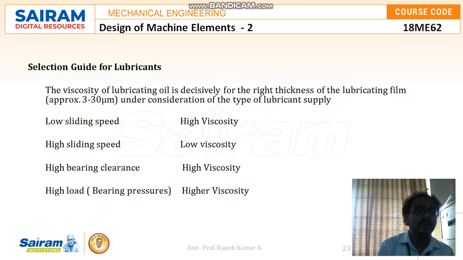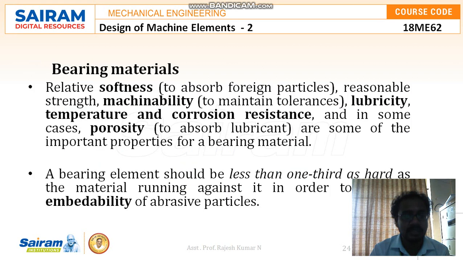And what is the selection guide for the lubrication? The viscosity of the lubricating oil is decisive for the right thickness of the lubricating film, approximately 3 to 30 micrometers, under consideration of the type of lubricant supply. If it is low sliding speed, then high viscosity is expected, and for high sliding speed, low viscosity is expected. For high bearing clearance, high viscosity, and for high load bearing pressures, higher viscosity is recommended.